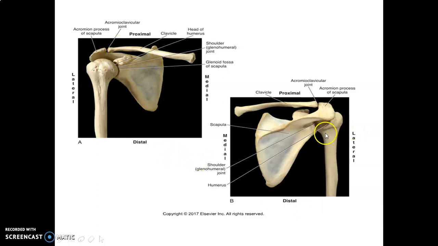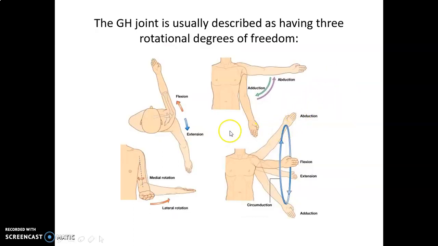And here you can see the posterior view. The only difference, which you can easily make out, is that you can see the spine of the scapula on the posterior view, and you can see the slope of the acromion process of the scapula.